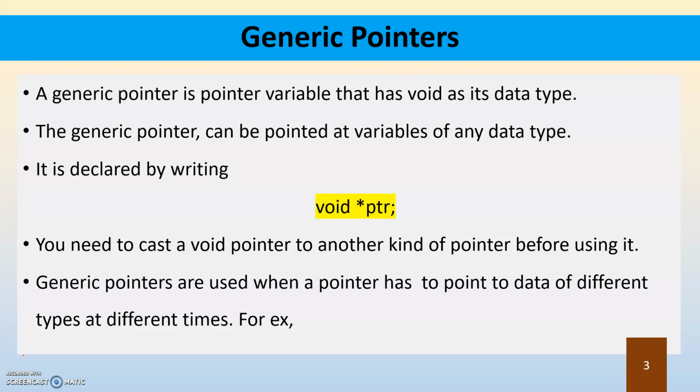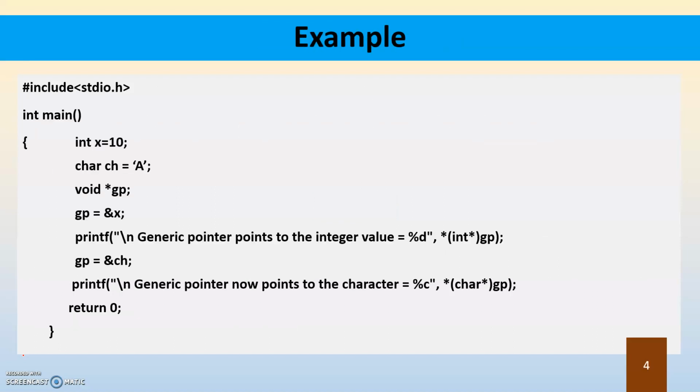We can also see this in the example in the next slide. Look at this example. First we start with the first line, #include <stdio.h>. It's a library call. We already know that. Next is the main function. Under the main function, the first statement is int x = 10. It means we declare a variable x, which is an integer data type, and assign the value 10. In the second statement, we declare a variable ch, which is a character data type, and assign the value 'a' to it.